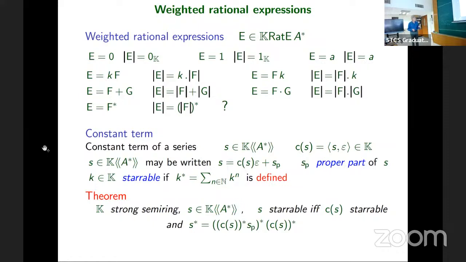Now, there is a theorem: if K is a strong semiring, then the series is starable if and only if its constant term is starable. And in this case, we have a formula. The star of the series is the star of the constant term multiplied by the star of the proper part. This is a proper series, you can take the star of this and multiply by this. Well, okay, this is very easy.